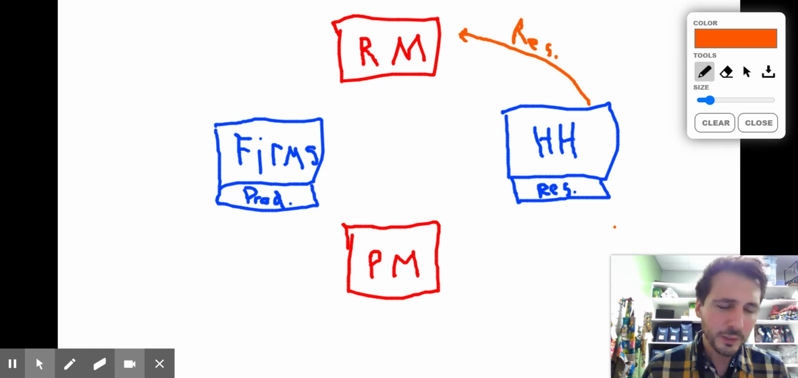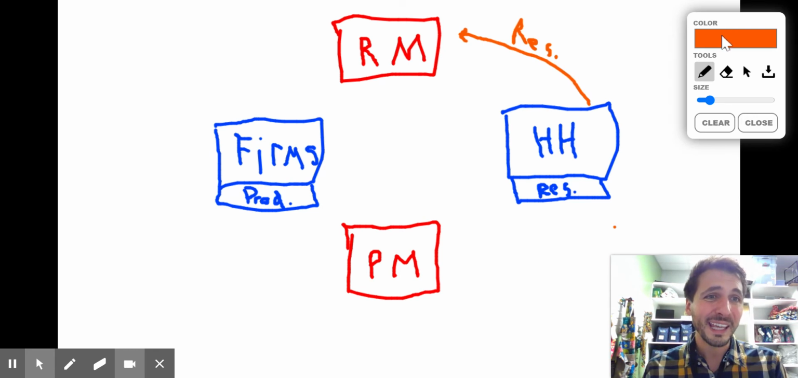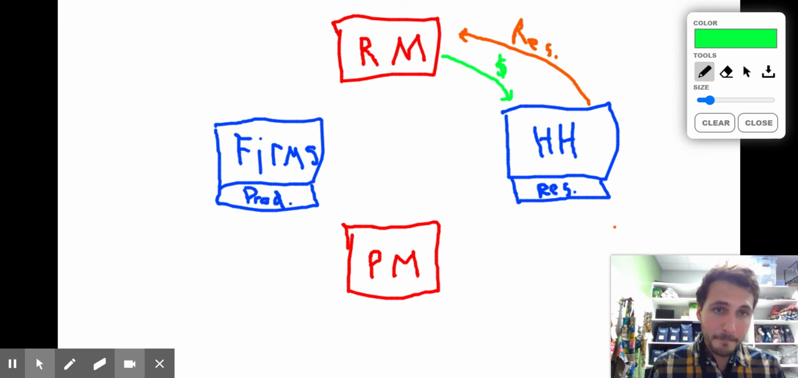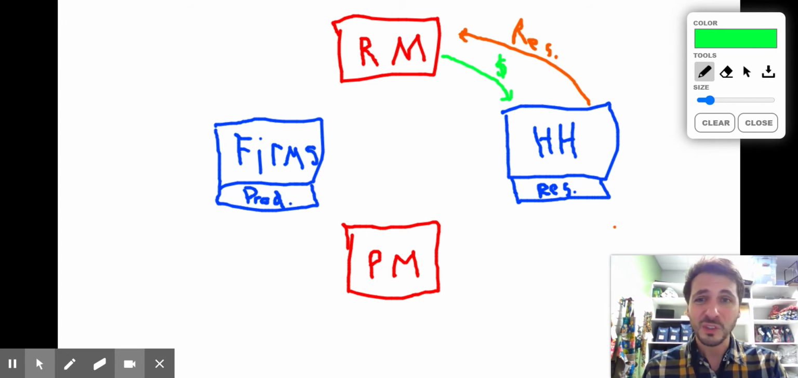Now, why would we sell our resources? What's the point? What do we get in return for the resources we are selling? Of course, we get money, right? We get income, we get rents, we get wages, we get money in return for the resources that we sell. So we take it in there, we sell it to who we want to, we get money in return. Well, who's giving you that money? Well, of course, it's the firms.